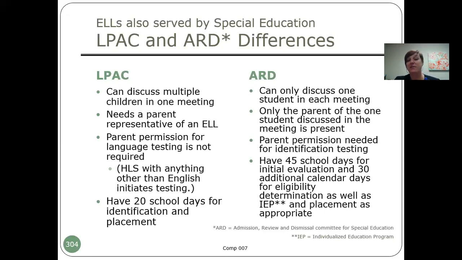For our LPACs, we only have those 20 school days to identify and place our students in the appropriate bilingual or ESL program with parent permission. Whereas in the ARD, they have 45 school days for that initial evaluation, and then an additional 30 calendar days for determining that eligibility with the ARD and, as appropriate, implementing an IEP and placing them in an appropriate service program. Okay, and an IEP, as noted here, is that individualized education plan for our special education students.